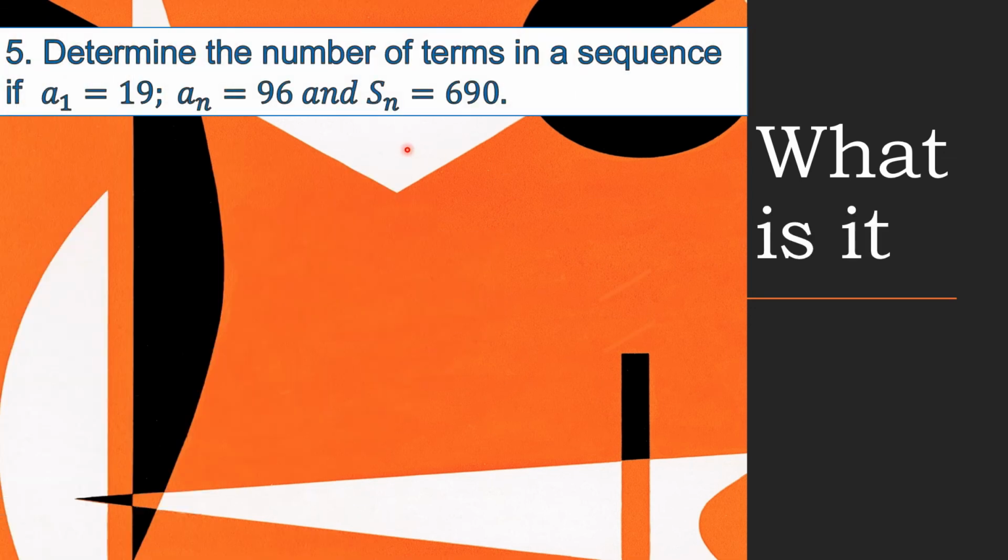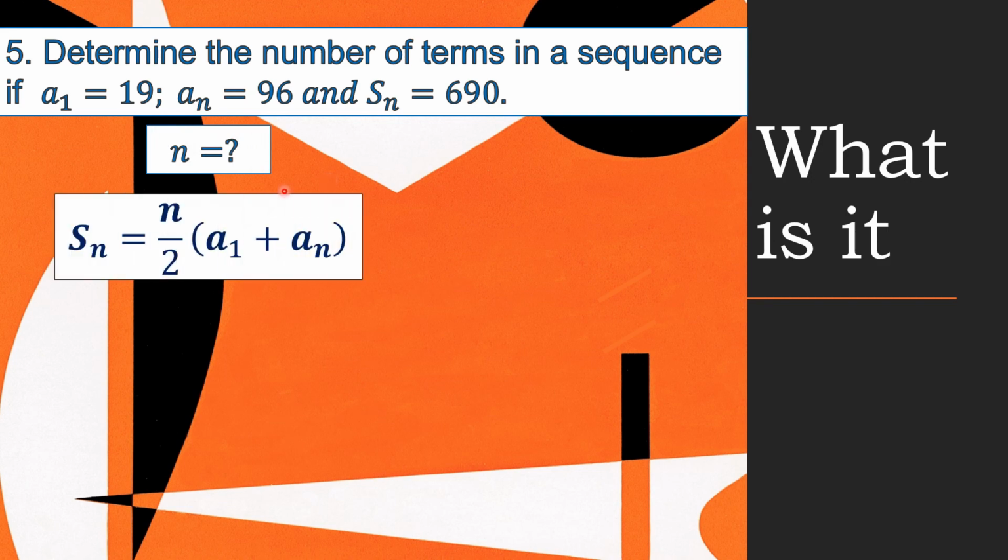Let's have our fifth example. Determine the number of terms in a sequence if a sub 1 is 19, a sub n is 96, and S sub n is 690. This time, given ang ating sum o yung sum ng ating sequence. Pero ang nawawala ay number of terms o yung value ng n. So, since given ang a sub 1 at ang a sub n, pwede natin ngayon gamitin yung unang formula natin. Pero bago yon, i-identify muna natin na ang n natin ay ang nawawala.